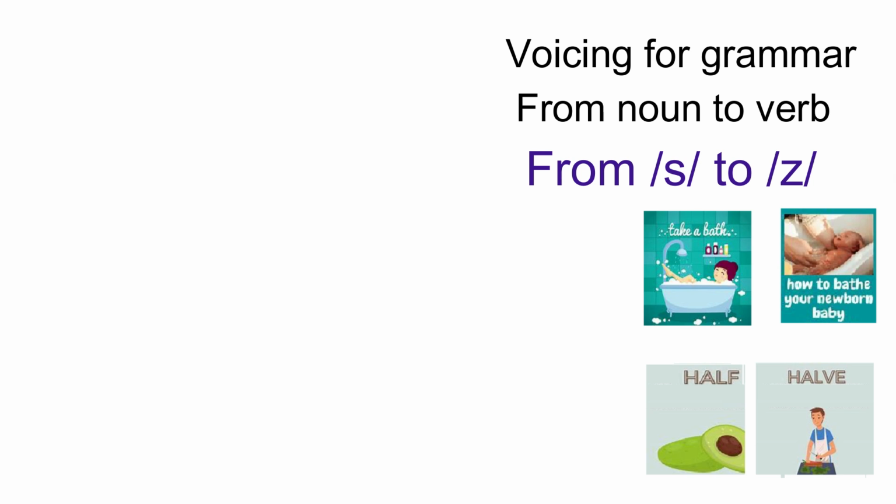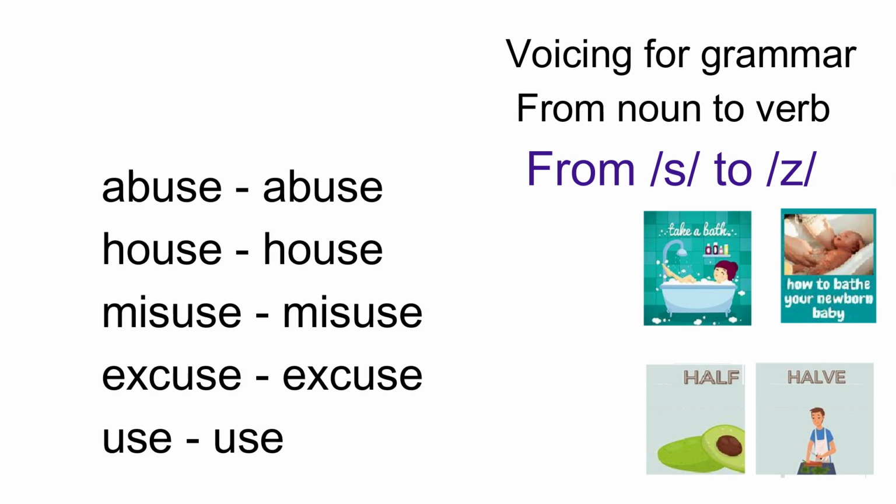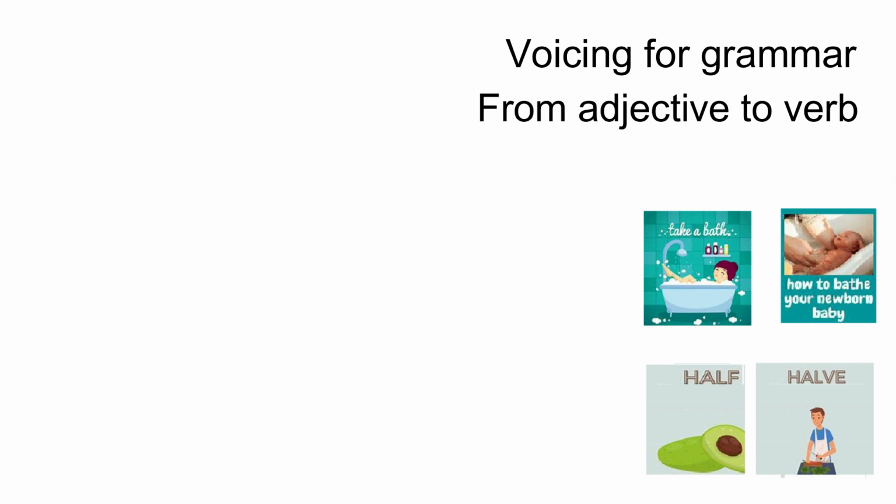From s to z: abuse, abuse. House, house. Misuse, misuse. Excuse, excuse. Use, use. In the examples with s to z, the noun and verb forms have the same spelling but differ in voicing. From adjective to verb.